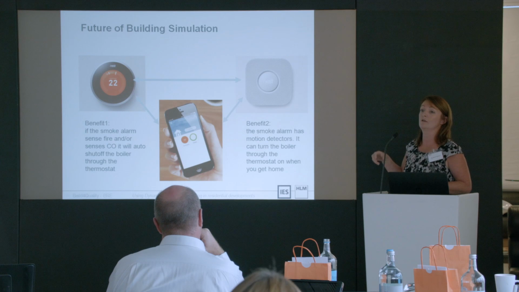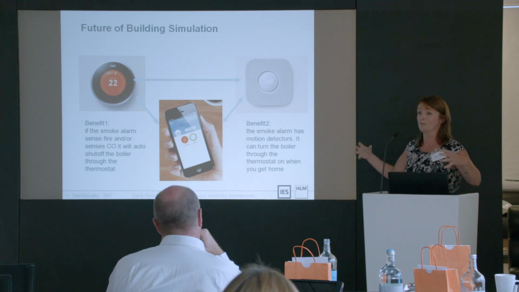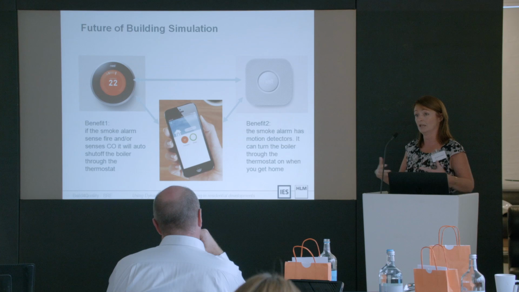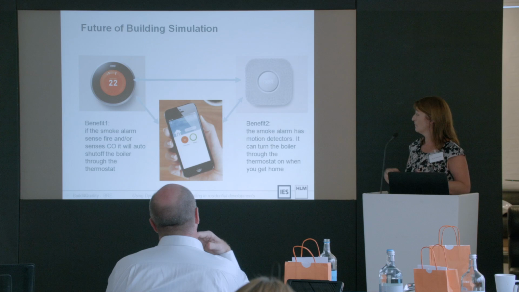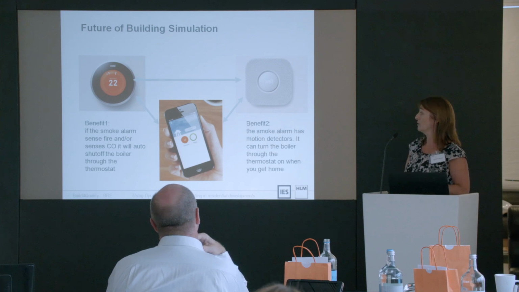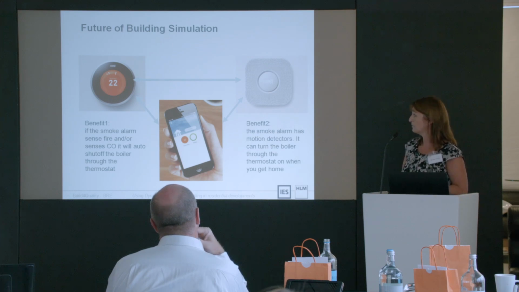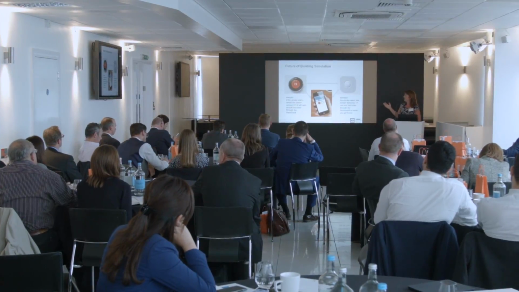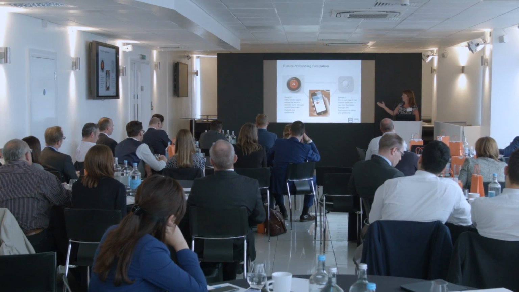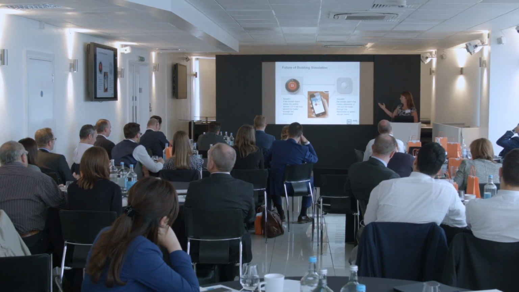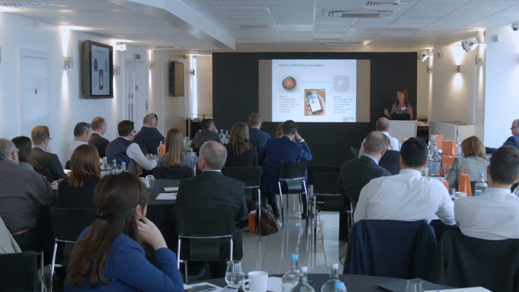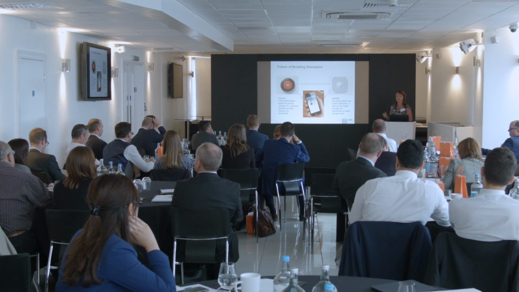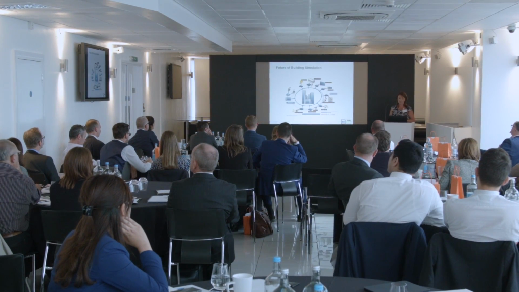And that's really what we're talking about in the context of smart buildings and smart cities: this interlinking connection of buildings, transport, people, all these different elements of what makes up the built environment, and how we can make it better. So in this case, if the smoke alarm senses carbon monoxide, it will automatically shut off the boiler through the thermostat. The smoke alarms also have motion detectors, so it can sense when somebody comes in and adjust things to suit. So it is smart stuff.